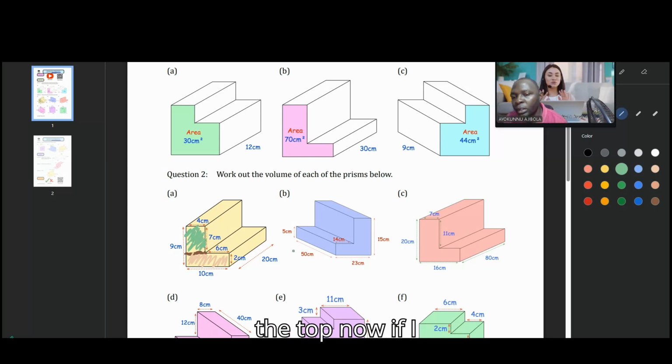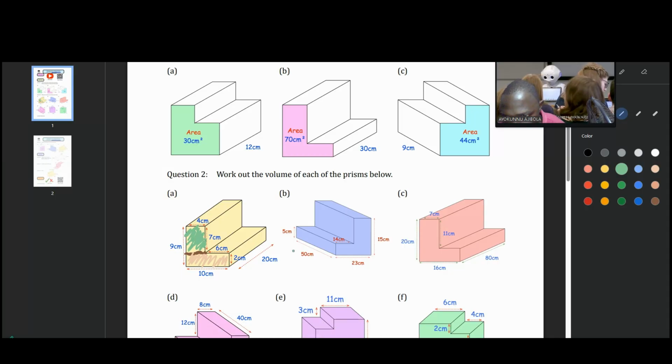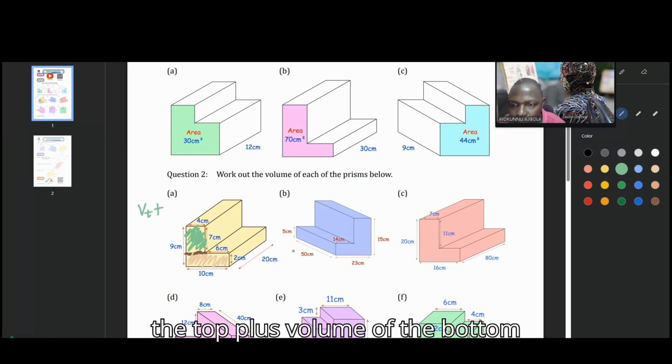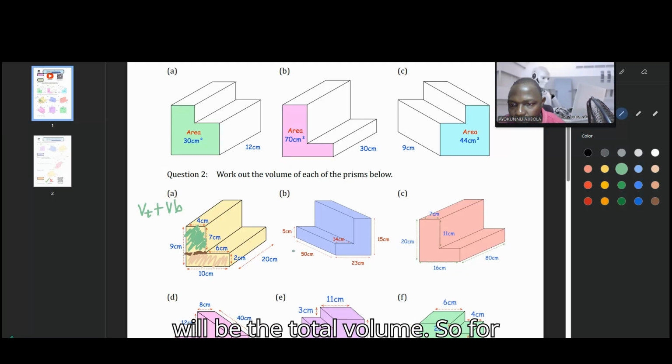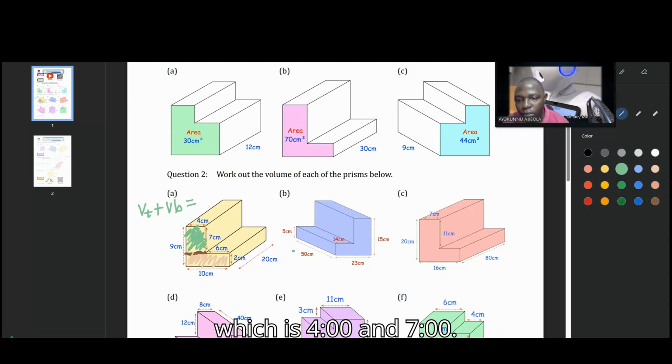Now, if I want to get the volume, the volume of the top plus the volume of the bottom will be the total volume. So for the top, I have two dimensions already, which are 4 and 7.